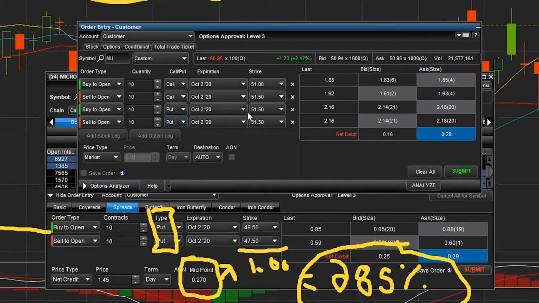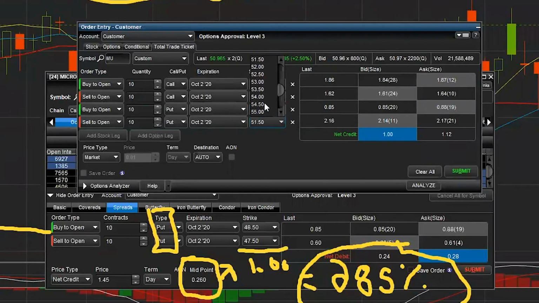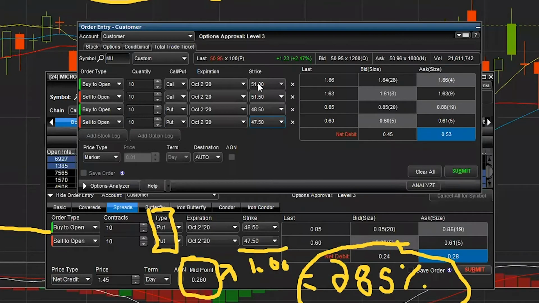Now, the put spread we want to have, just like we have down here, we're going to buy to open the 48.50 and sell to open the 47.50. And on the call side, what did we say the strikes were on the call side? Do you remember? I think it was the 53.50, 54.50, right? So this is what we went over.